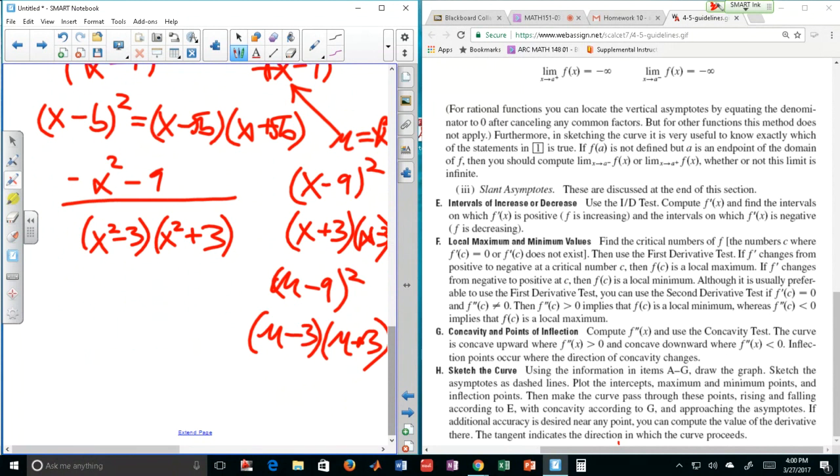Right, but if you multiply this out, you get x to the 4th minus 9. Are you sure those aren't equivalent? Yeah. So let's try it. I'm just going to do it this way. x squared minus 3.